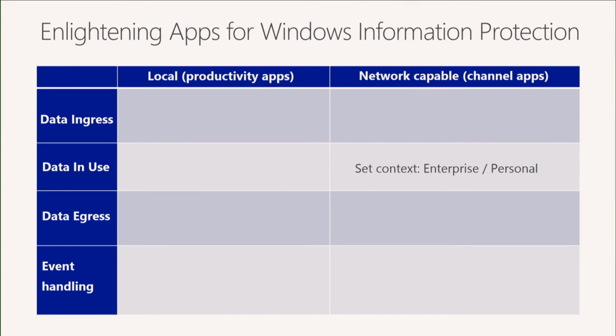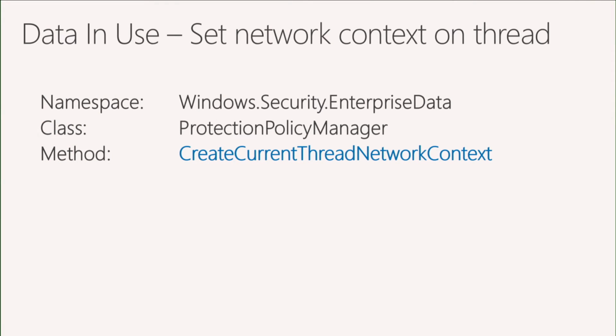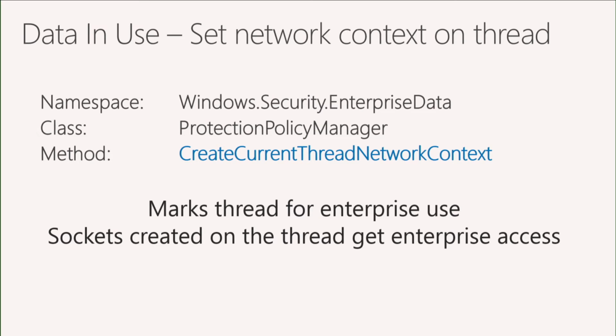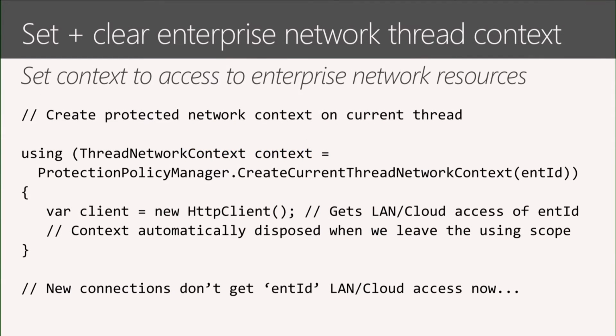Next, when data is in use, you set your context for your network. Create current thread network context marks your thread so that any sockets created on that thread are protected. Without this, we're going to treat it as personal, and you won't get access. There's a couple of different ways of doing this. I recommend that you use the using context, because then the context is automatically disposed when you leave the scope of the using statement.